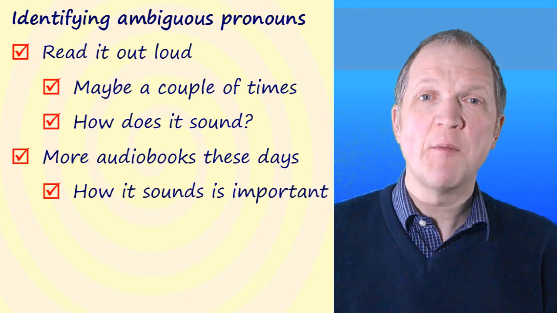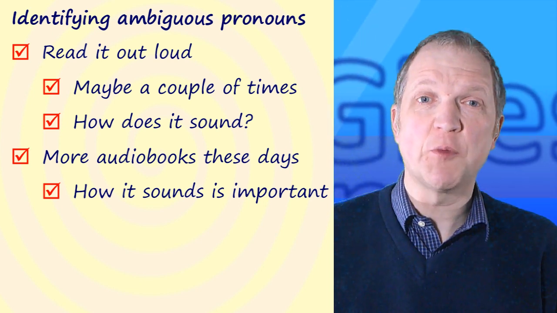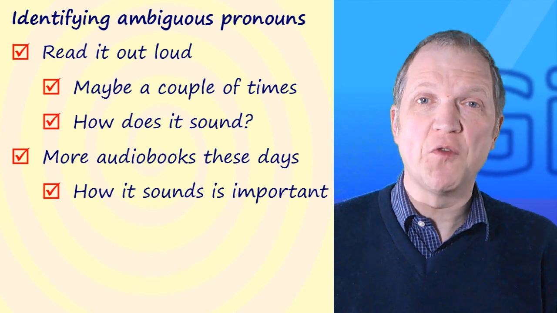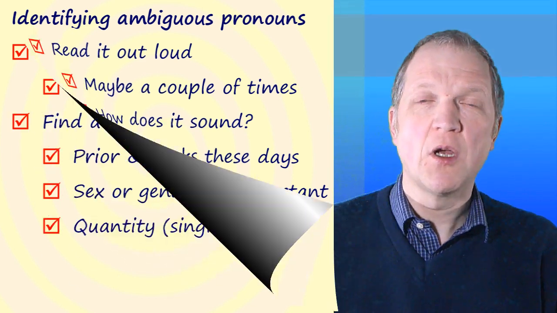Having identified a potential source of ambiguity, you can read the sentence or paragraph out loud to see how it sounds to you, maybe a couple of times. From this you can often tell if there's a potential problem. Indeed, as more novels become audiobooks these days, how your writing sounds when read out loud is increasingly important.